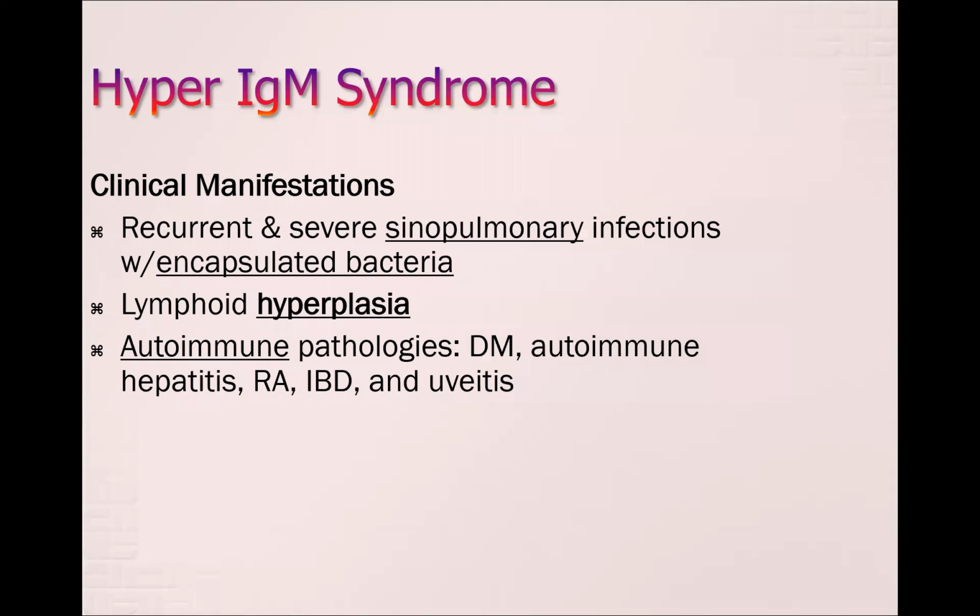So what they have, again, is recurrent sinopulmonary infections with encapsulated bacteria. These patients will have lymphoid hyperplasia, which is in contrast to Bruton's agammaglobulinemia, which had hypoplasia, because these patients are trying to kick out the IgG. They're not getting that negative feedback to say, hey, we've got enough. So they typically will have lymphoid hyperplasia. And again, they have increased incidence of autoimmune pathologies: diabetes, hepatitis, rheumatoid arthritis, IBD, uveitis. For those of you who know our patient with hyper-IgM syndrome, you know he has a lot of other autoimmune disorders as well.